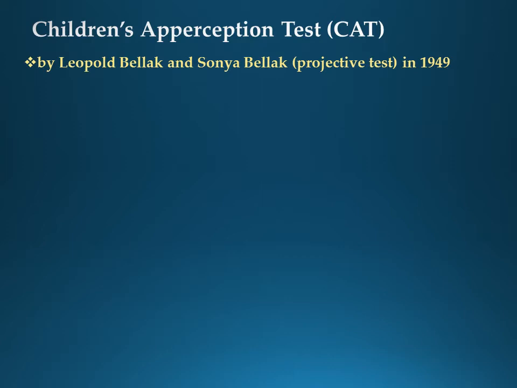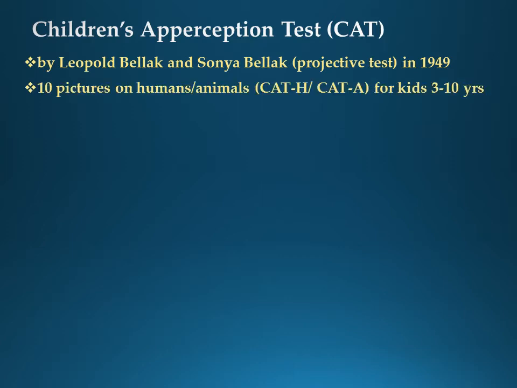This test has 10 pictures of humans and animals, and can be used with kids from 3 to 10 years. Now the CAT-H has humans in it, so it's used for children 7 to 10 years, and the CAT-A has a lot of animals in it, so it's used for children between 3 to 10 years. Obviously, because children respond slightly better to animals than humans, younger kids can use the CAT-A, while older ones can feel free to use the CAT-H.